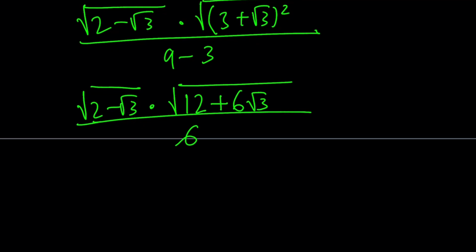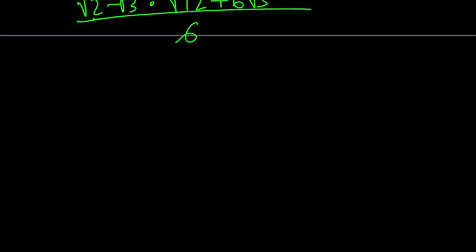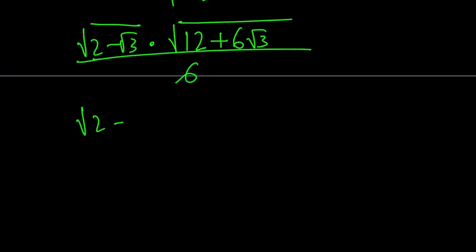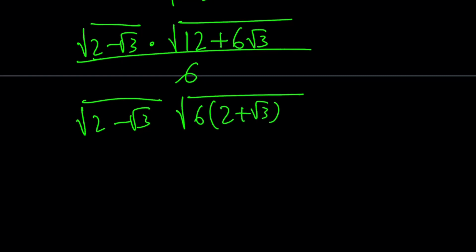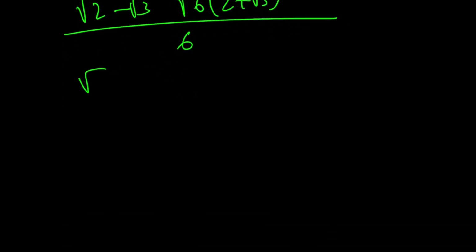I know it's tempting to take out a 6 and cancel out, but that's not a 6. Actually, that's the square root of 6. So let's go ahead and see what we can do from here. I can take out a 6 here. So inside the radical, I'm going to be getting 6 times that. And then 2 plus root 3. And now I can take out a square root of 6 here and then take care of these two radicals.